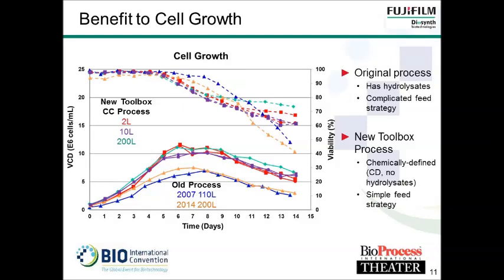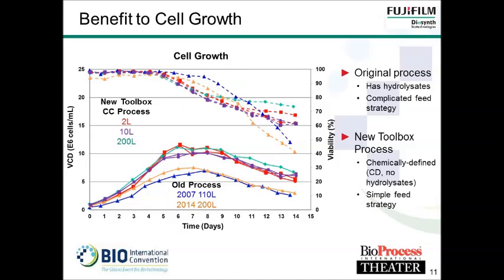Keep in mind, the original process had hydrolysate, and the feed strategy is very complicated. The whole process contains 5 bolus feeds, very, very complicated. So it's really not friendly to manufacturing. Okay, so you can see on the left, the cell growth chart. It's a little bit busy chart. At the bottom is the viable cell density. The top shows the cell viability.